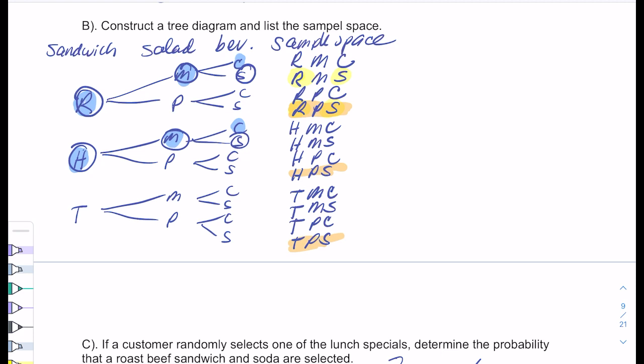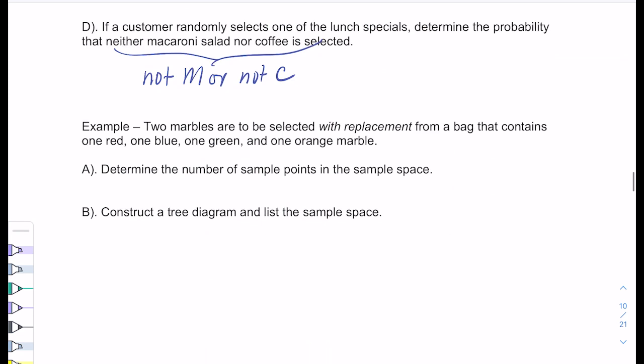So there's 3 places that there's no macaroni or coffee. It's if I get a roast beef sandwich, potato salad, and soda, or a ham, potato salad and soda, or a turkey and potato salad and soda. So that's 3 out of 12. And 3/12 reduces to 1/4.